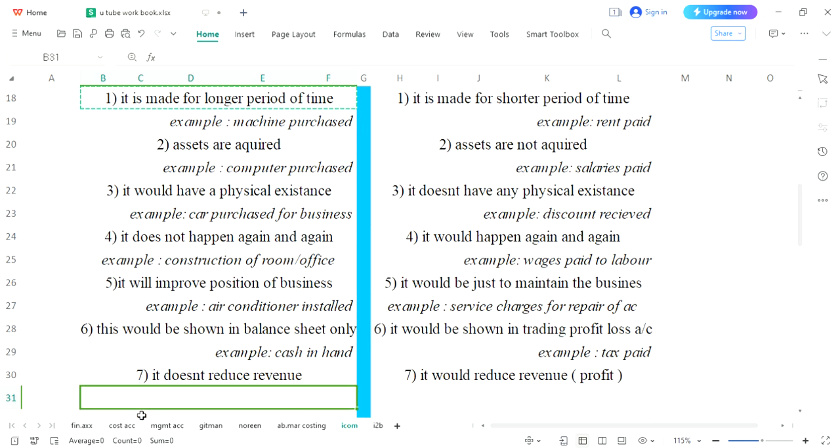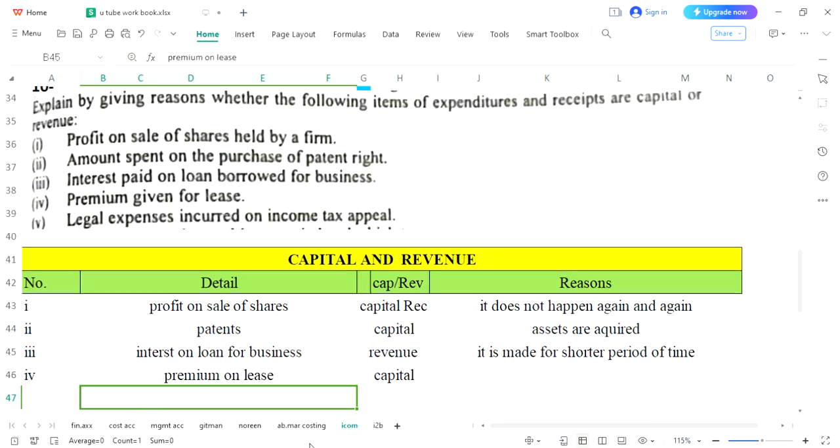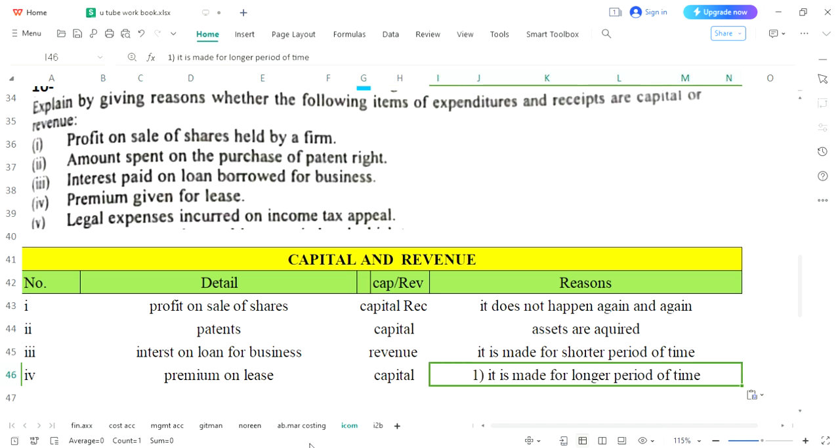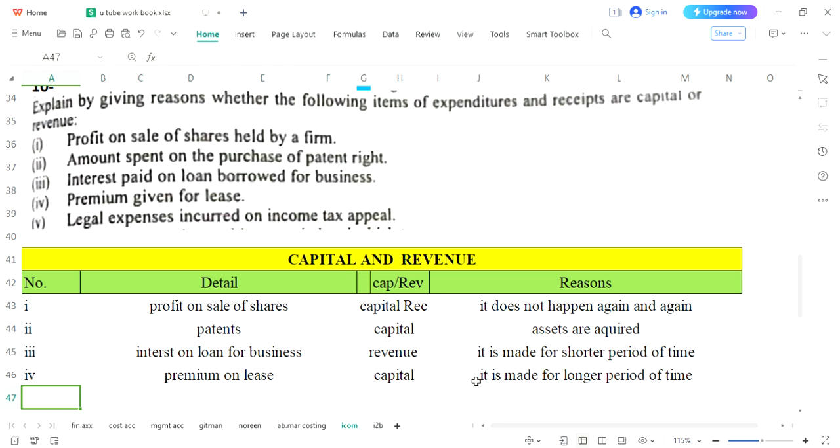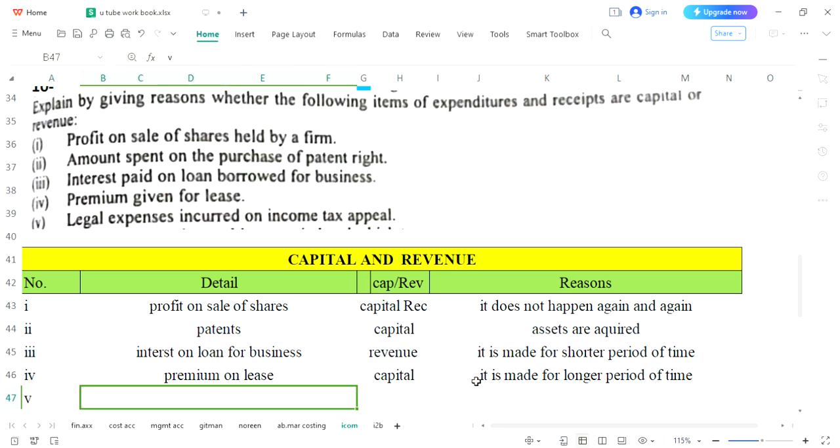The first narration or reason is most suitable. So you will put over here, it is made for a longer period of time. I have told you 99 years as an example. So please understand lease would not be made for a shorter period of time.